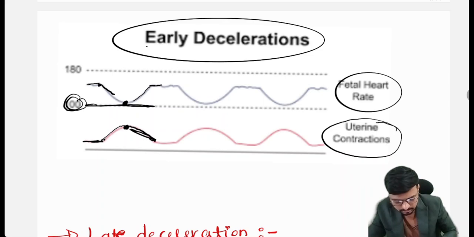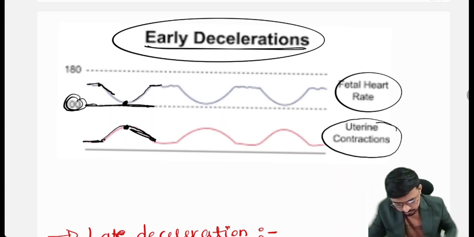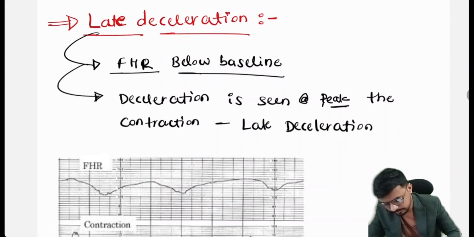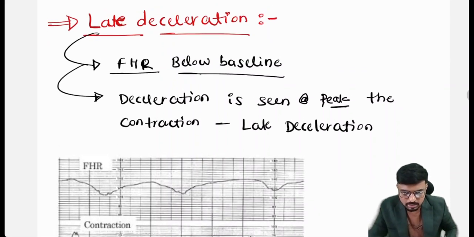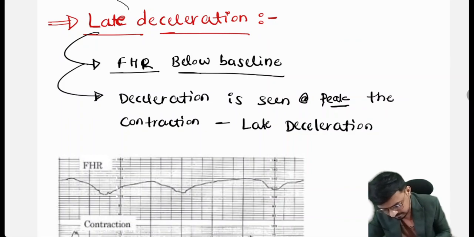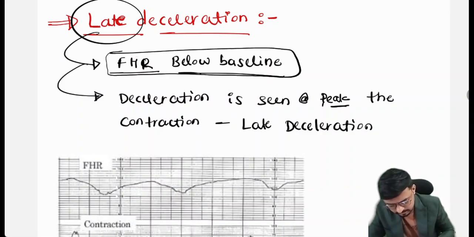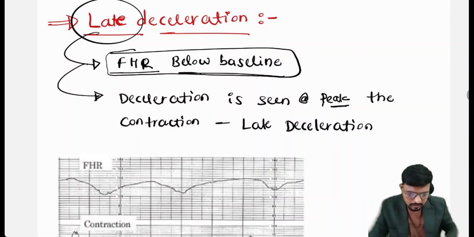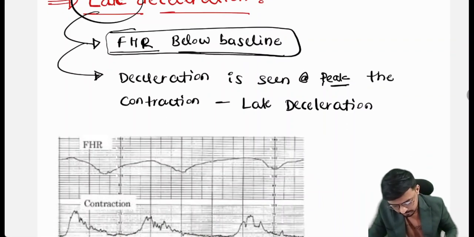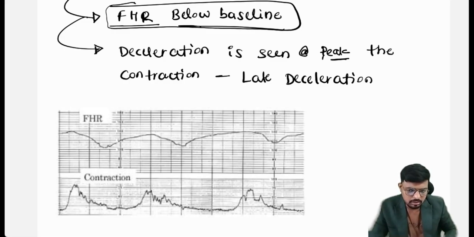Similarly, we will see this in the case of fetal head compression. So the next one is the late deceleration. Okay, in the late deceleration, the word itself is telling you it is late. So in late deceleration, the fetal heart rate is below the baseline, meaning it is below 110, but most importantly it is not completely associated with the uterine contraction. Yes, it's associated, but not completely, I can say.